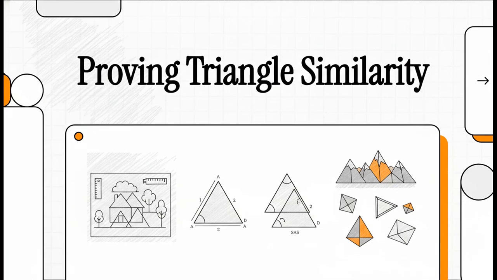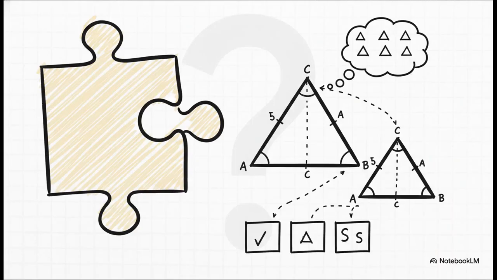How do you take a tiny little blueprint and scale it up into a massive skyscraper? Or how do video game designers create these huge, realistic 3D worlds? Well, the secret, more often than not, comes down to triangles. Today, we're going to unlock two of the most powerful shortcuts in geometry for proving triangles are similar: SSS and SAS. So, let's kick things off with a puzzle.